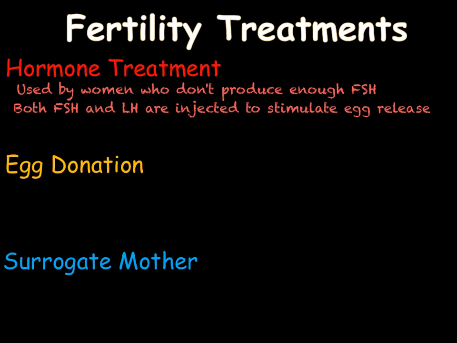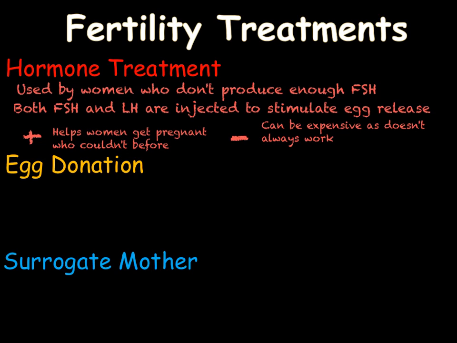The major positive to using hormone treatment is that it helps a lot of women to get pregnant when they previously couldn't. However, it does have some downsides. First of all, it can be quite expensive as it doesn't always work, and also too many eggs could be stimulated at the same time, resulting in unexpected multiple pregnancies, for example twins, triplets or even quadruplets.